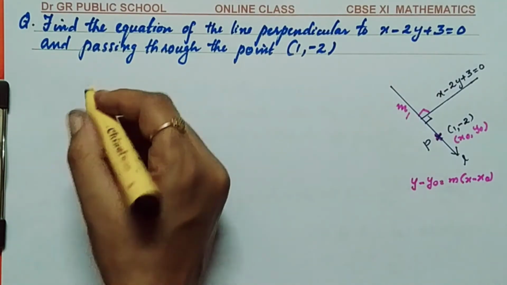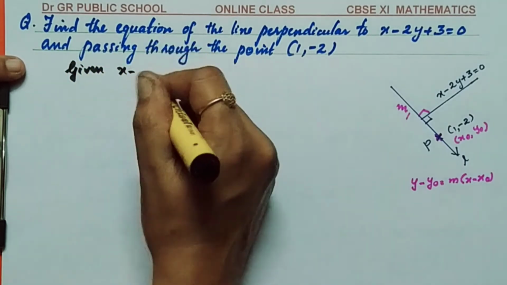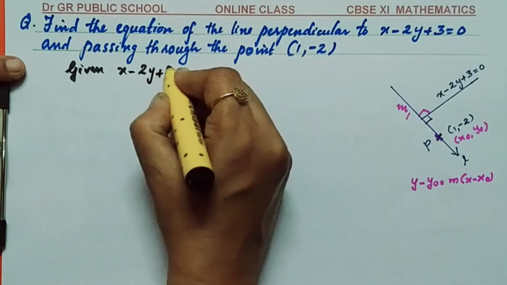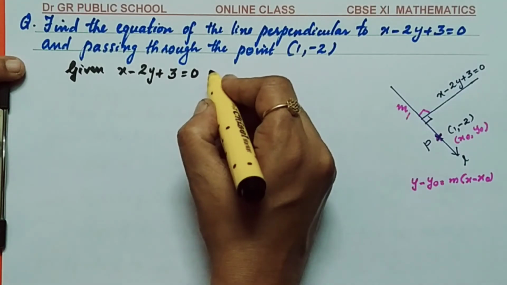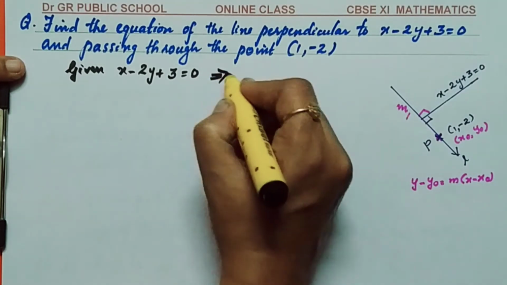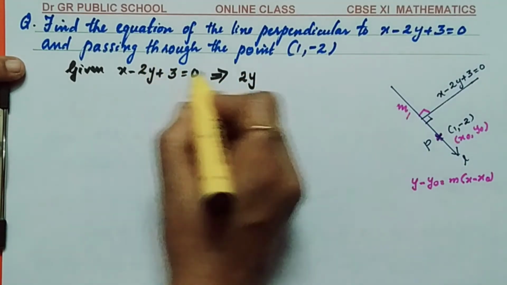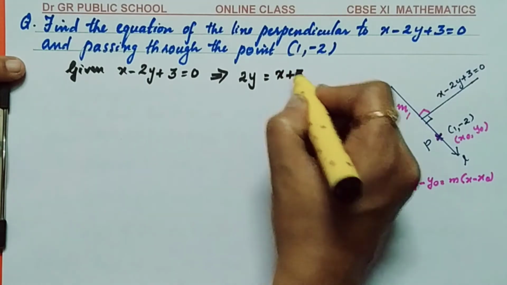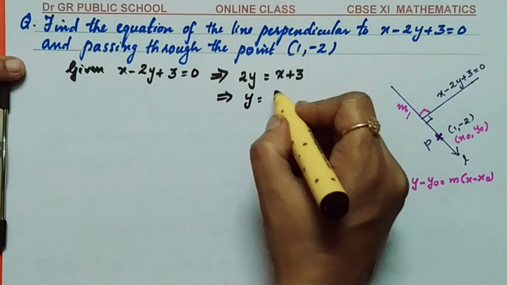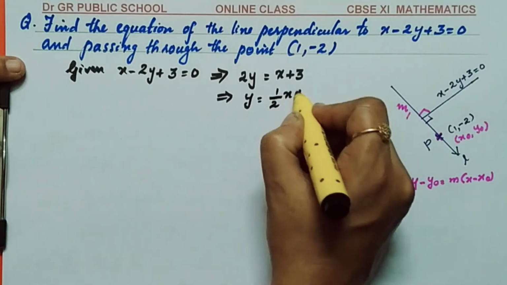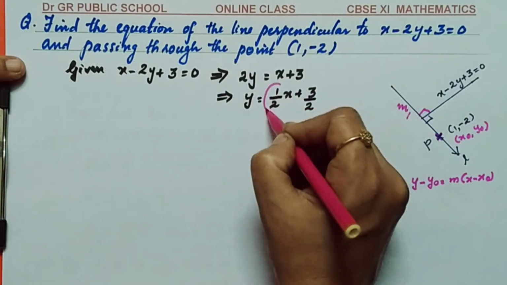Let us find the slope of the given line, x minus 2y plus 3 equal to 0. From this I am going to find the slope of this line. Arranging, you get minus 2y comes to the right side becomes plus 2y equal to x plus 3, which implies y equals, dividing throughout by 2, y equals 1 by 2 x plus 3 by 2. Am I right? So which is of the form y equals mx plus c.